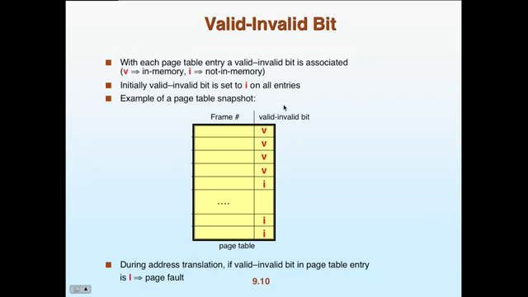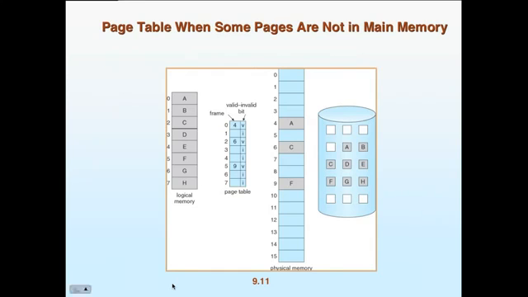Here's an example of a page table snapshot where we have the frame number and we have the valid-invalid bit on one side. During the address translation, if the valid or invalid bit in the page table entry is I, that's basically giving us a page fault. So if it's invalid, we're getting a page fault. So here's the page table when some pages are not in main memory. Some of the pages aren't loaded.